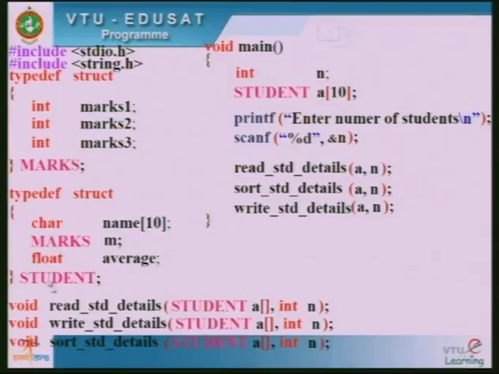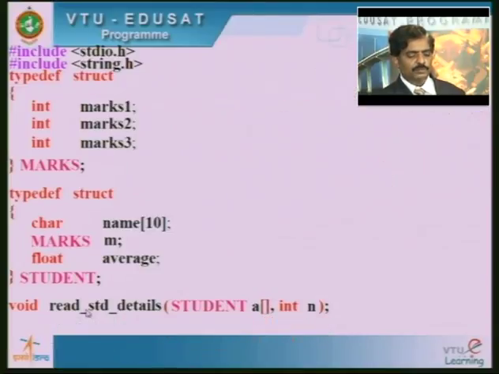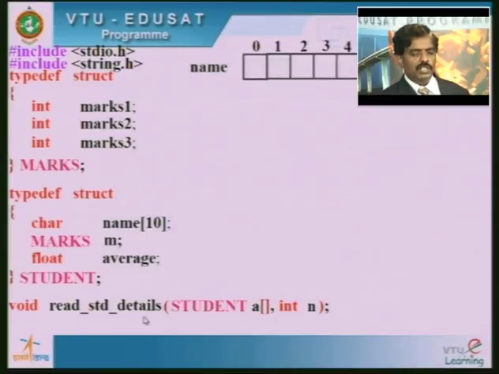Now this program is written by assuming we have how many functions? One, read student details, another, write student details, and one more, sort student details. First let us see one by one. Now I want to write a function to read the student details.